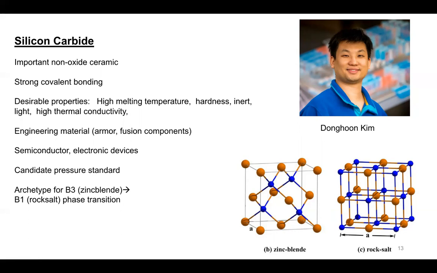So it's something that can be used as armor for protection. It's been considered for ICF, inertial confinement fusion, or fusion reactor components. Its electrical properties make it useful as a semiconductor. It's been proposed and calibrated as a candidate pressure standard. And it's kind of an archetype for one of the fundamental phase transitions in simple binary solids, the B3 zinc blende to B1 rock salt phase transition, shown here. So it's an interesting and important material as an engineering material in its own right.